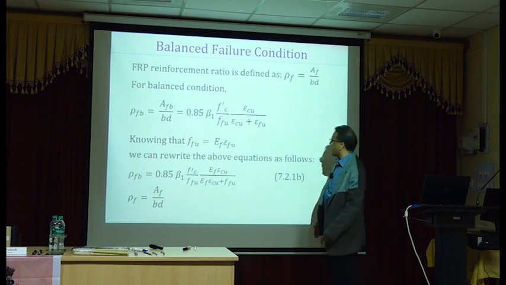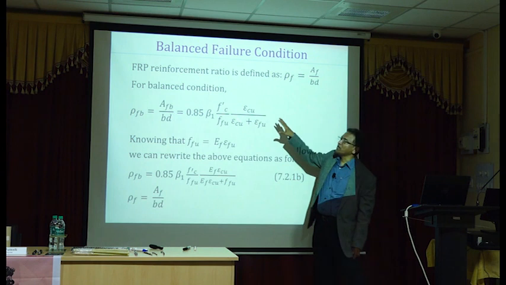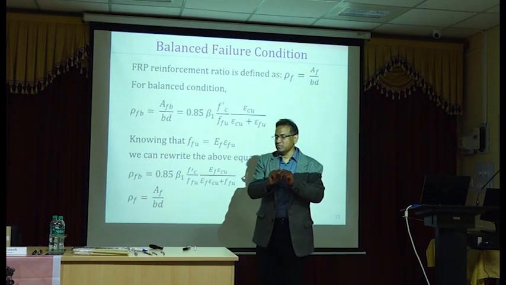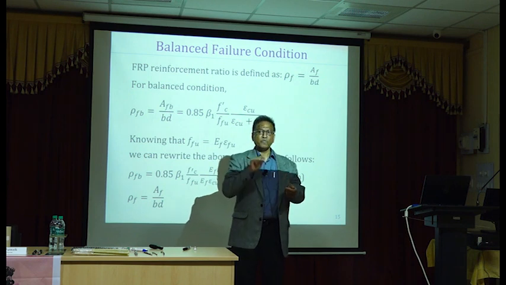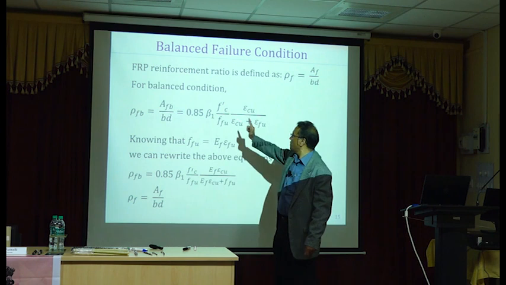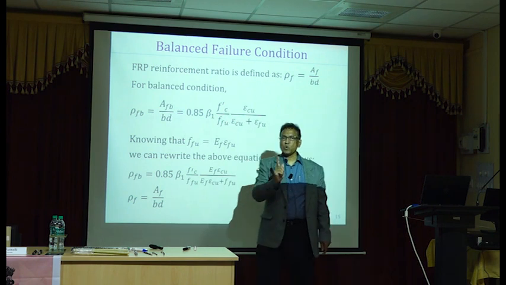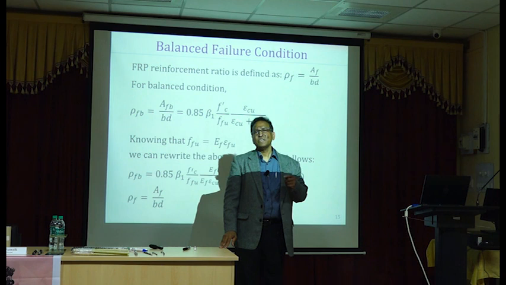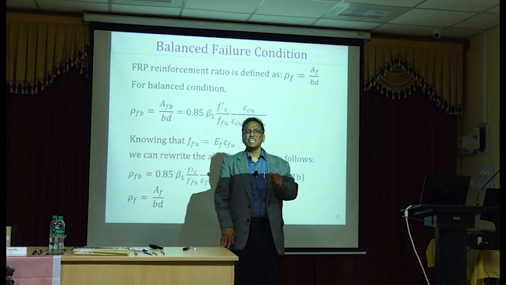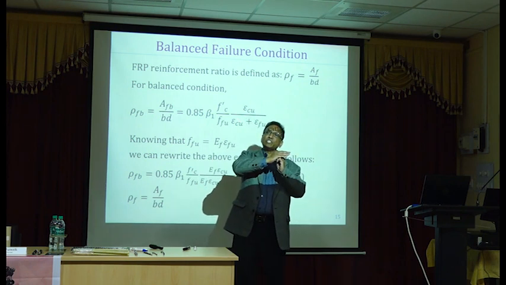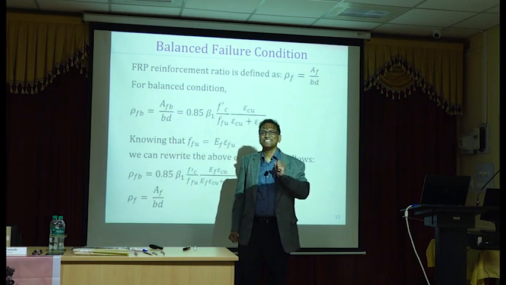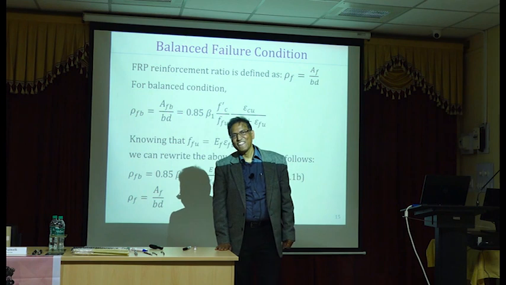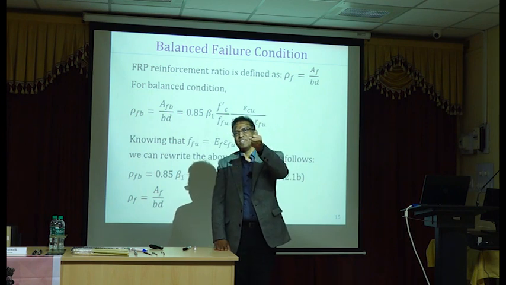So, based on that, you already have defined, whenever you start working with an FRP reinforced beam, the very first thing we'll do is find out this. What is rho FB? What is balanced FRP reinforcement ratio? That's the starting point. If my reinforcement ratio is larger than that, that's good or bad? So I find my rho FB.